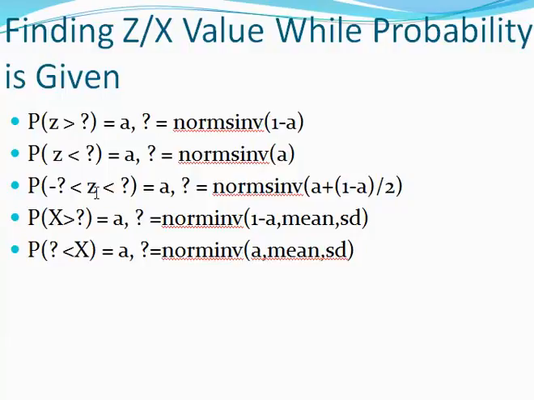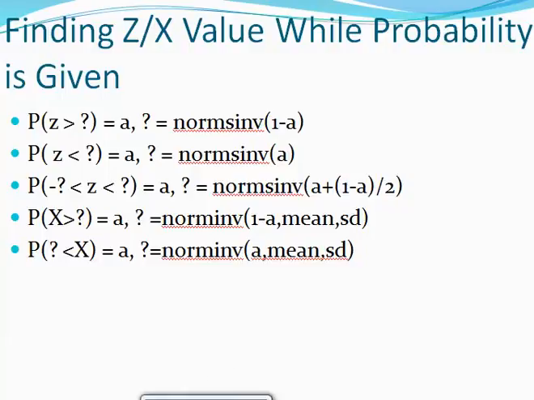This kind of question we will use frequently later. If we like to know negative question mark less than z less than positive question mark equals a given probability A, usually this A will be 0.95 or 0.99. So this question mark will be NORM.S.INV. Inside parentheses, we use A plus (1 minus A) divided by 2.